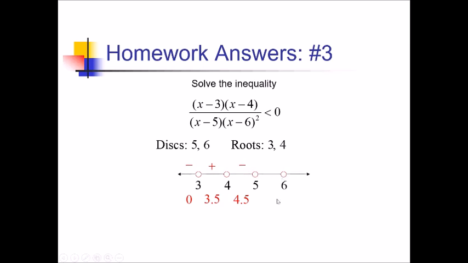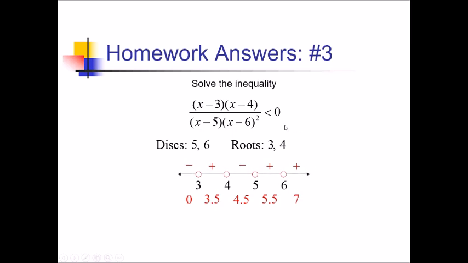Between 5 and 6, let me use 5.5. 5.5 minus 3, 4, and 5, all of those are going to give me positive results. And again, we're not really caring about this squared thing because it's coming out positive anyway. So that's positive overall. And then if I plug in something to the right of 6, like 7, 7 minus 3, 4, and 5, those are all going to be positive as well. So I again get a positive overall result.